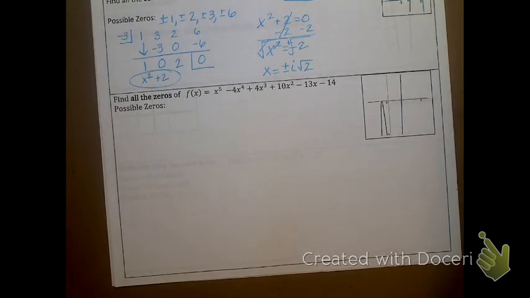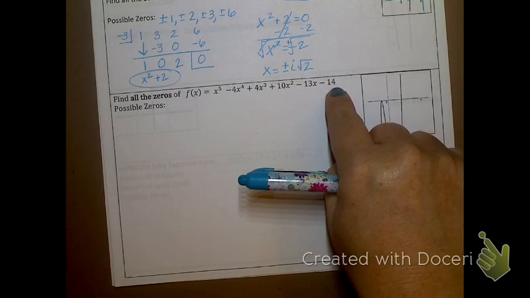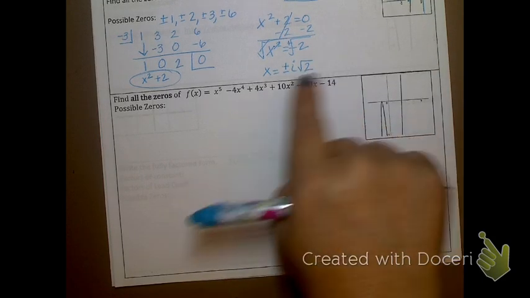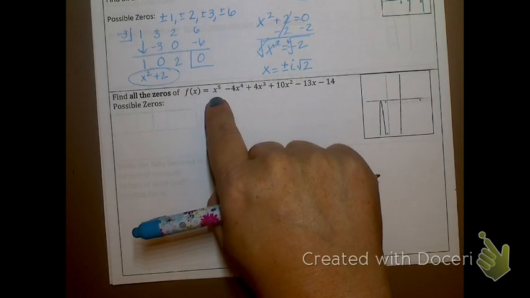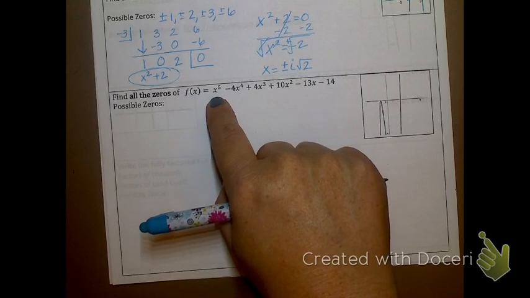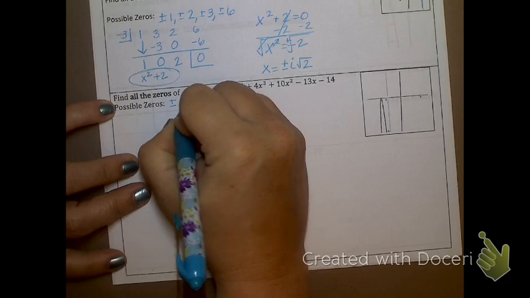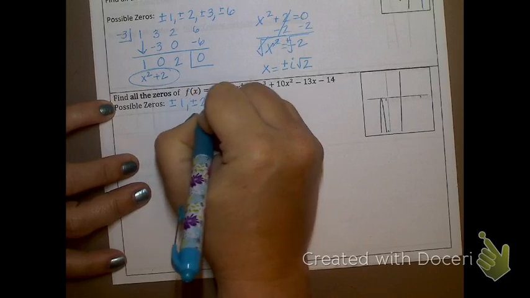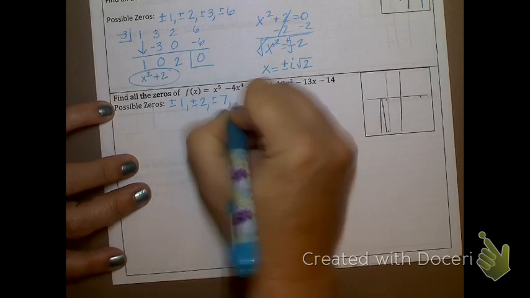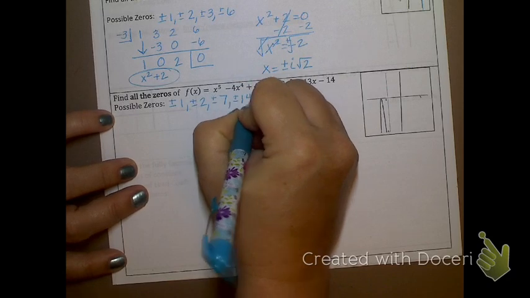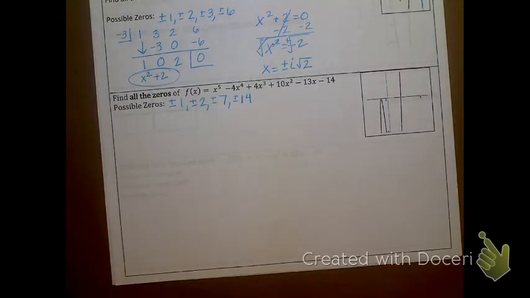Find all the zeros. Again, we were nice to you. Why were we nice to you? Because your possibility list is just going to be the constant. Why? Because that leading coefficient is 1. Putting it all over 1 doesn't change anything. You're welcome. So let's see. Plus or minus 1, 2, 7, 14. Still 8 numbers.